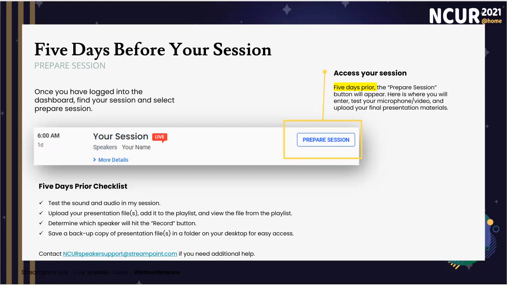Upload your presentation files. As a reminder, name them starting with your last name, add them to your playlist, and view them from your playlist to be sure they're there. Determine which speaker in your session will hit the record button. Some of this will be decided during that 30 minutes prior to the day of, so be sure you know where the record button is so you are aware if you need to select this. Save a backup copy of your presentation on your desktop for easy access. This is just in case.